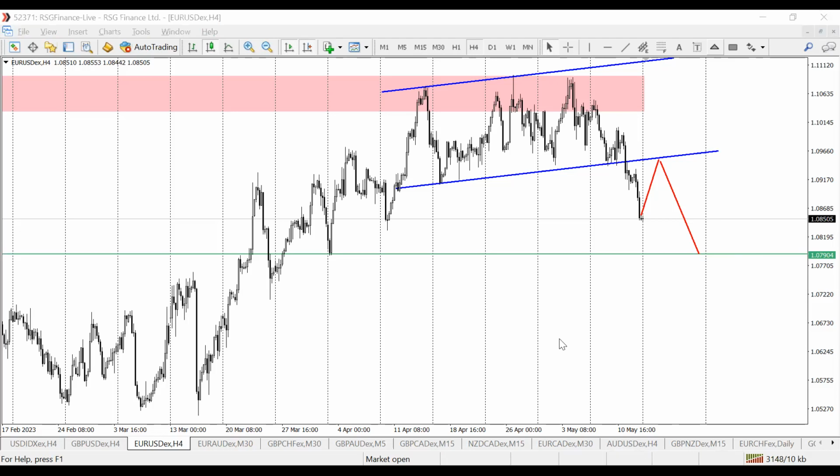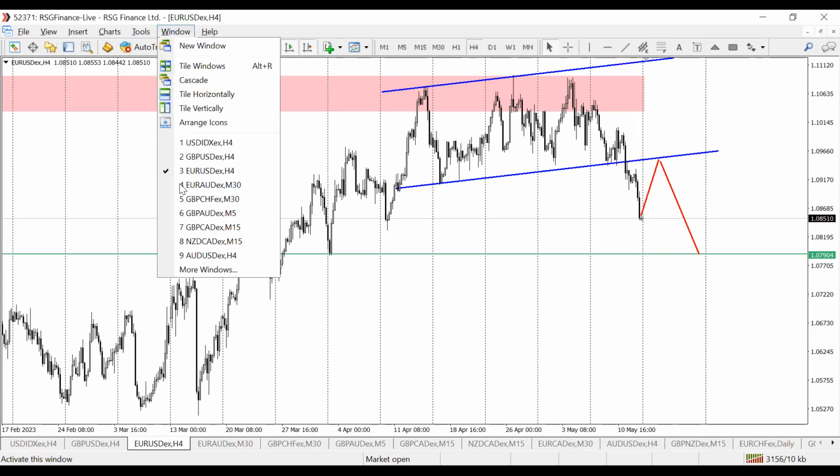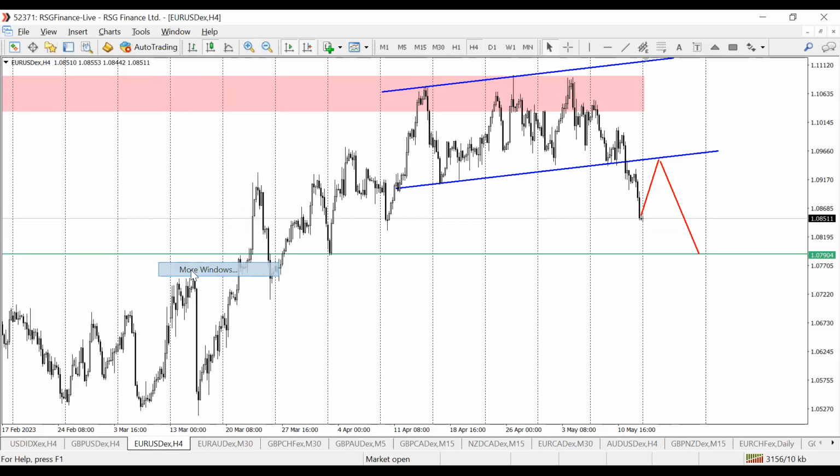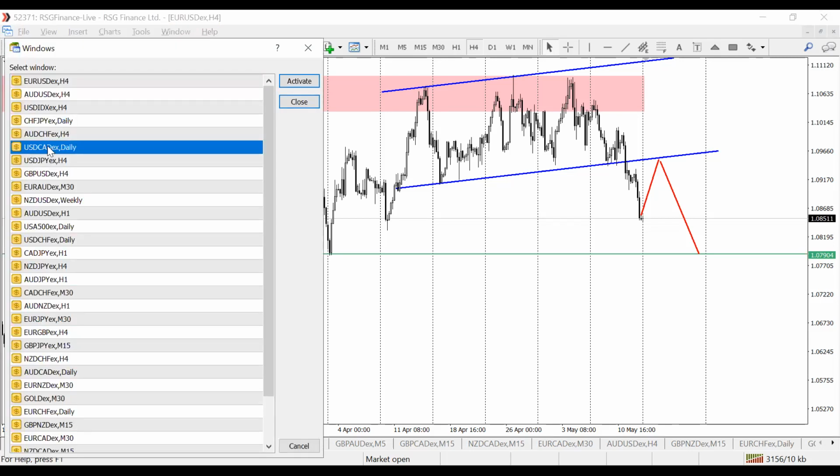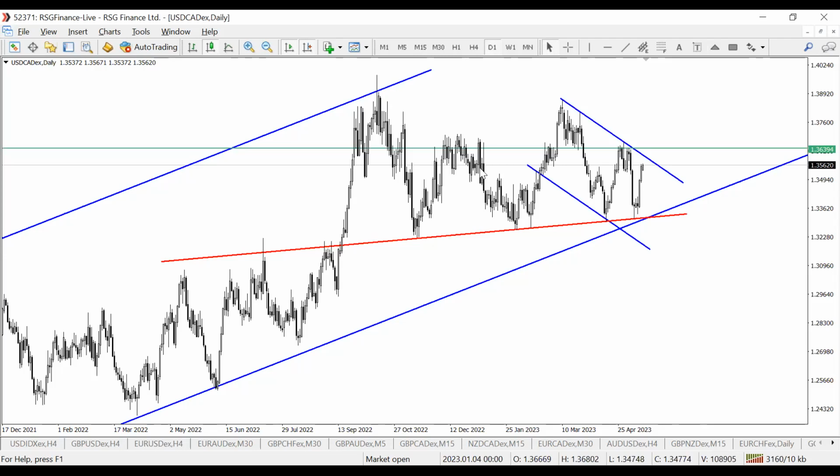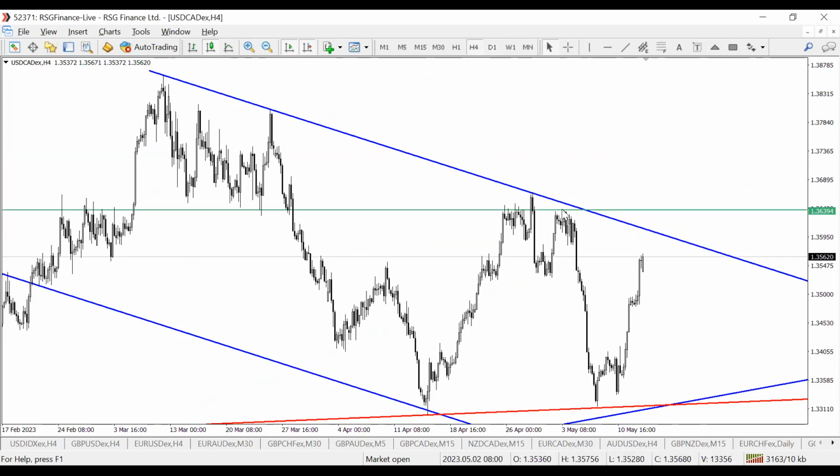Next on my list is USD Canadian dollar. Let me get that out here. Just a moment. USD CAD. There you are. USD CAD, I'm looking to go long on this pair. For now, I will try to be conservative until we see a breakout from this channel. So right now, I'm looking for price to test the 1.3639 level.